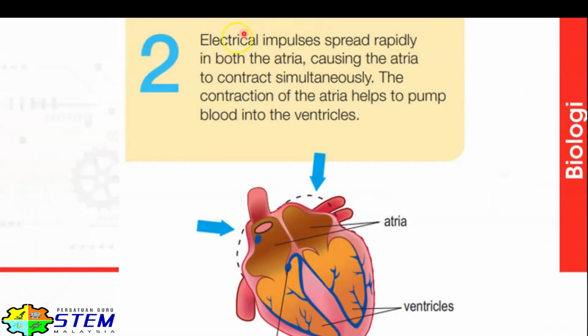Second event: electrical impulses spread rapidly in both atria. After it is generated by the SA node, the electrical impulses will spread rapidly in both atria, causing the atria to contract simultaneously. The contraction of the atria helps to pump the blood into the ventricles. When the atria contract, it will produce a higher pressure that will push the blood flowing into the respective ventricles.